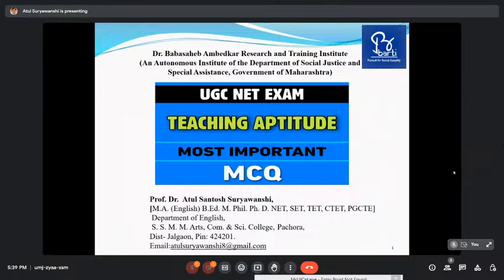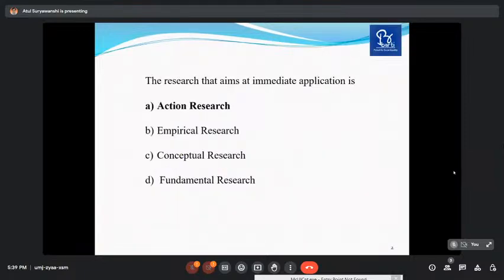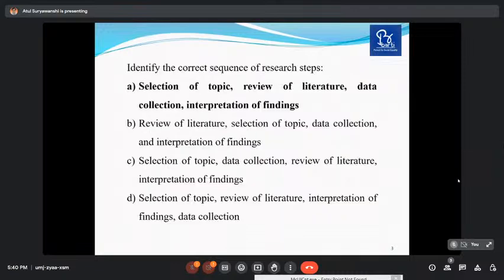The very first question. The research time aims at immediate application. The research that requires actual application is action-based research. Remember, it is not empirical, it is conceptual and fundamental. It is action-oriented directly.